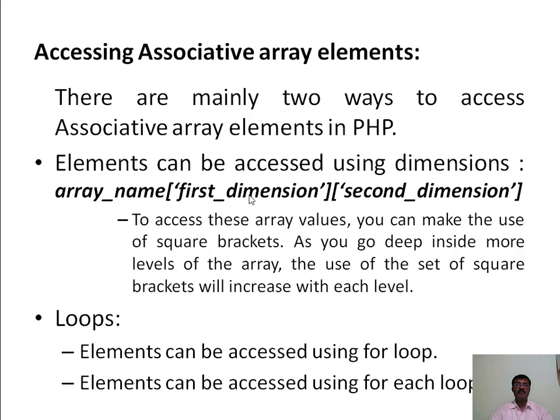If you want to access the element from a two-dimensional associative array, we require the array name followed by two dimensions, that is the first dimension and a second dimension. Similarly, for three-dimensional associative arrays, to access any element, we need the array name followed by three dimensions, that is dimension 1, dimension 2 and dimension 3, each enclosed within a pair of square brackets. We can also access the associative array elements by loops, that is elements can be accessed using for loops, and even using foreach loop.